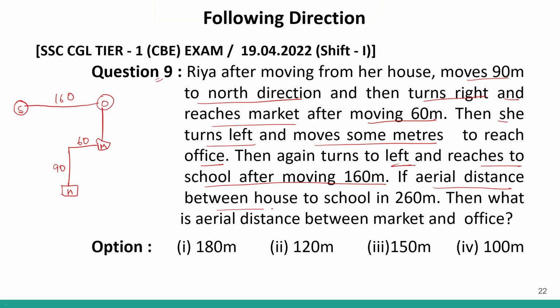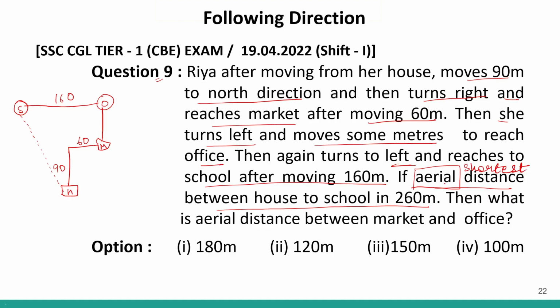If the aerial distance between house to school is 260 meters, so this distance, this is the shortest distance. As I said, aerial distance means the shortest distance. So whenever we get aerial distance, it means shortest distance.